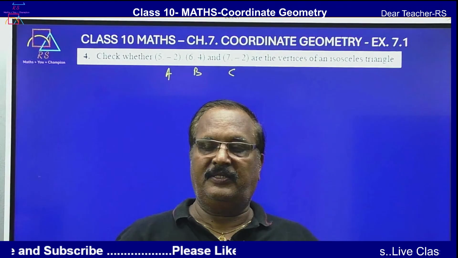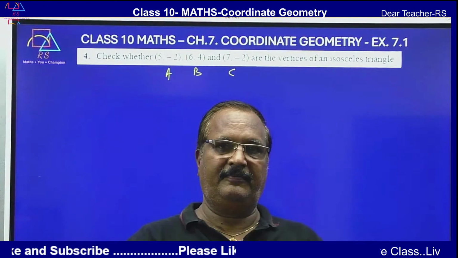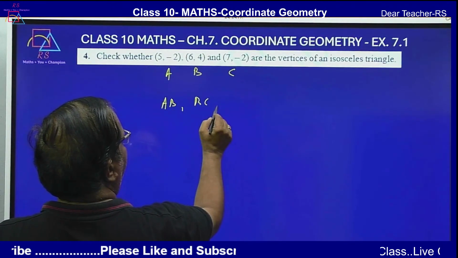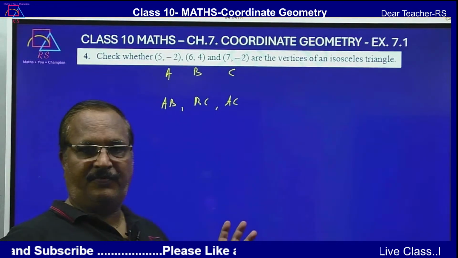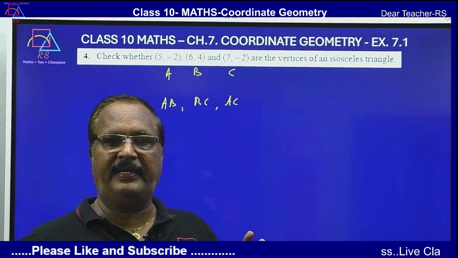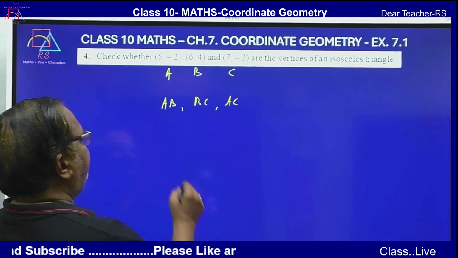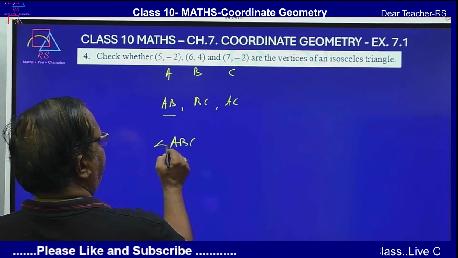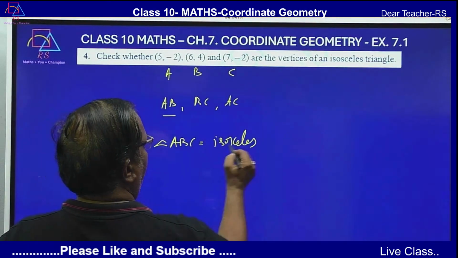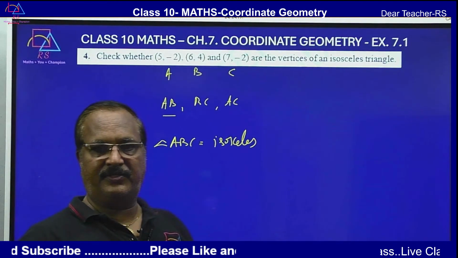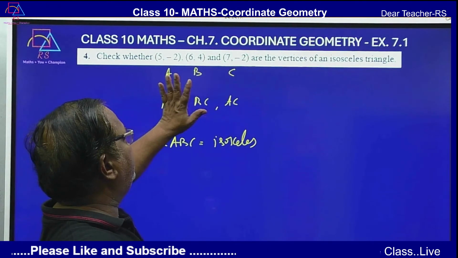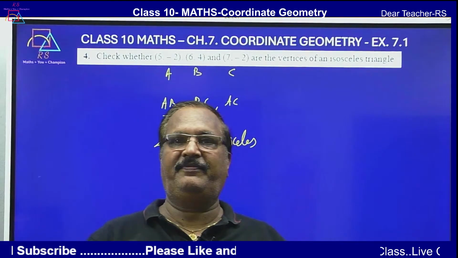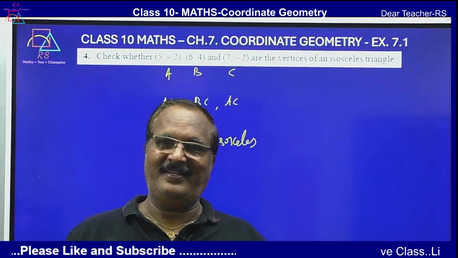So isosceles triangle means 2 sides must be equal. So that means here also you have to find out AB, BC and AC. If any two sides are equal, then triangle ABC is an isosceles triangle. That means using the distance formula, you have to find out all the three sides. Out of three sides, if two sides are equal, then it is an isosceles triangle.